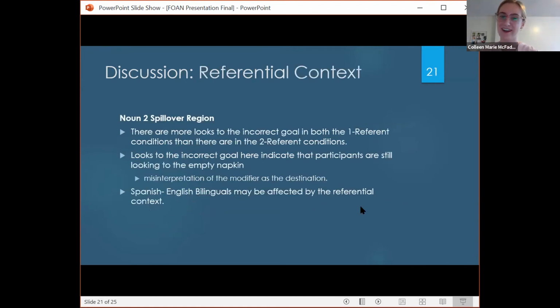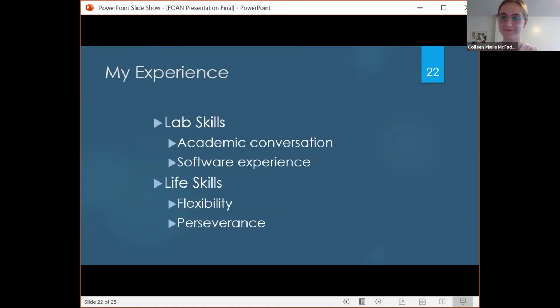In terms of referential context, we did see that there were more looks to the incorrect goal in both the one referent conditions than there were in the two referent conditions, which indicates that the Spanish-English bilinguals may be affected by the referential context that they see.